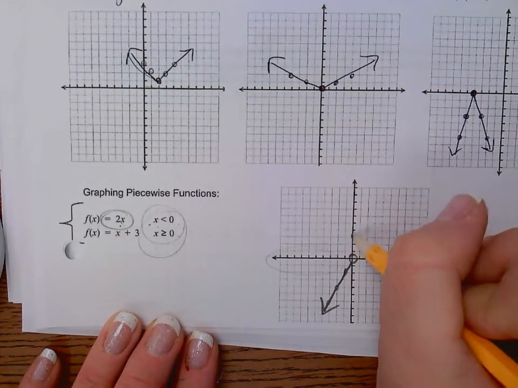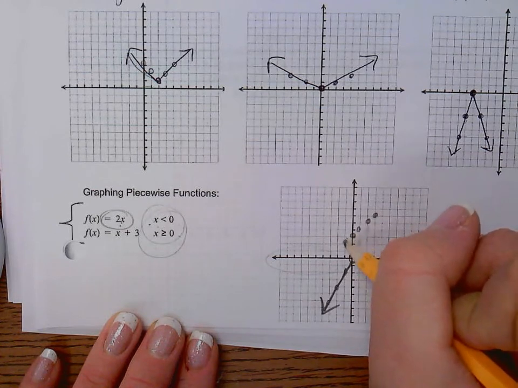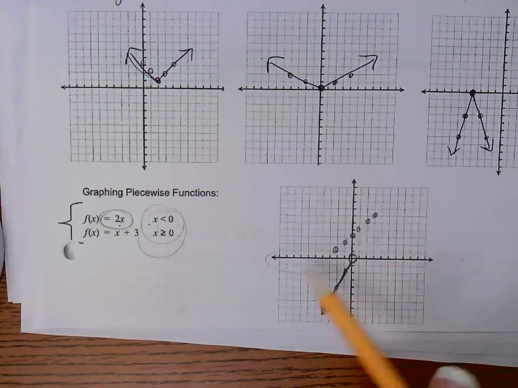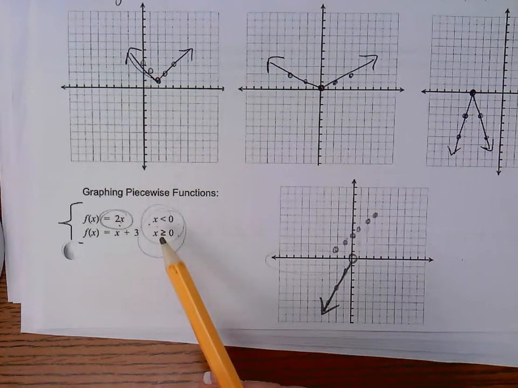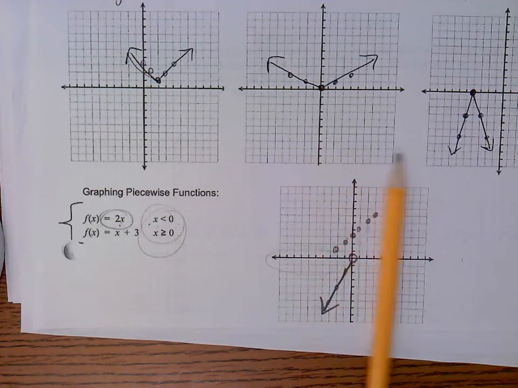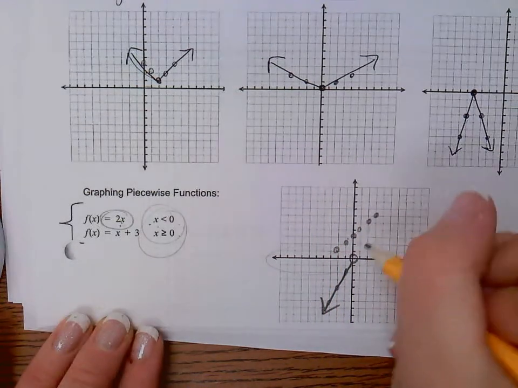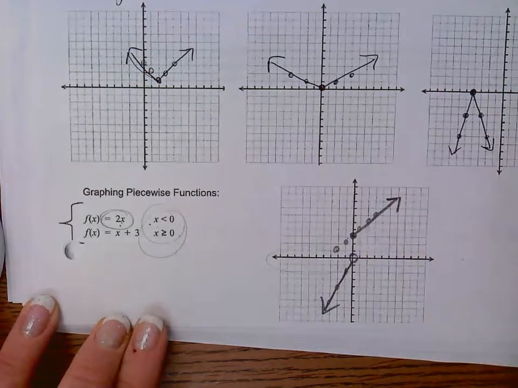1, 2, 3. And the slope is up 1 over 1. So that would have been my line. And it says x has to be greater than or equal to 0. So that would be all the points to the right side that I'm going to keep. I need a filled in circle on the y-intercept and going in that direction.